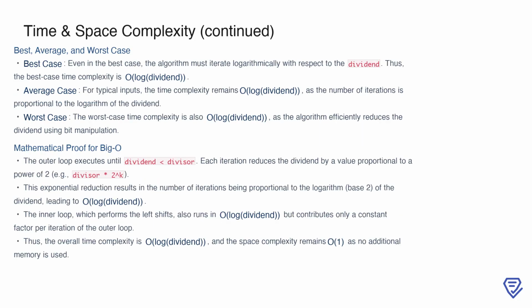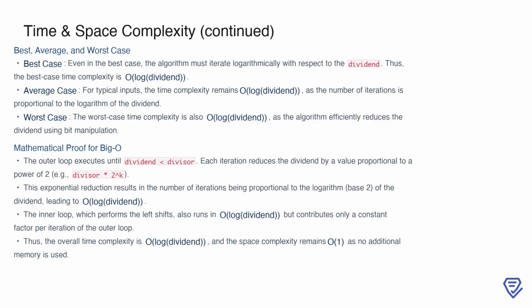To summarize, the optimized solution achieves a time complexity of O(log dividend) in all cases: best, average, and worst. Even in the best case, the algorithm must iterate logarithmically due to the exponential reduction of the dividend. For typical inputs, the behavior remains consistent, and in the worst case, the logarithmic nature of the reduction ensures that the algorithm remains efficient. Mathematically, this is supported by the fact that the outer loop continues until the dividend is less than the divisor, and each iteration reduces the dividend by a value proportional to a power of 2.